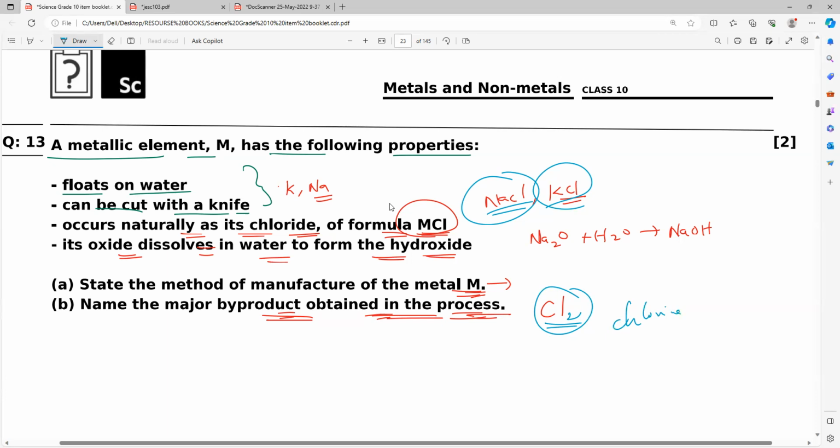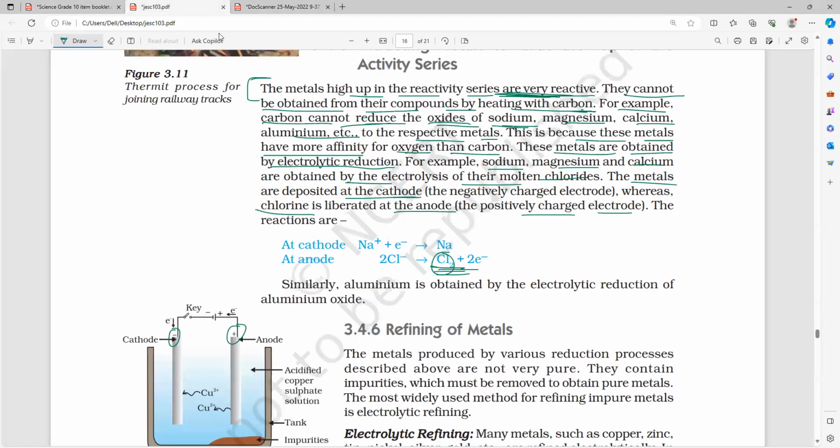If they specify any special property about sodium, then you can write sodium. It may be potassium also. We cannot predict it. That's why they are saying, state the method of manufacturing of metal M. We cannot predict, do you understand everybody? M may be sodium or maybe potassium, but both can be liberated.